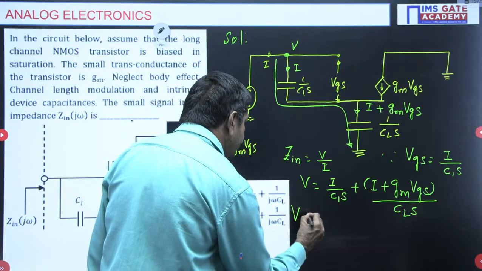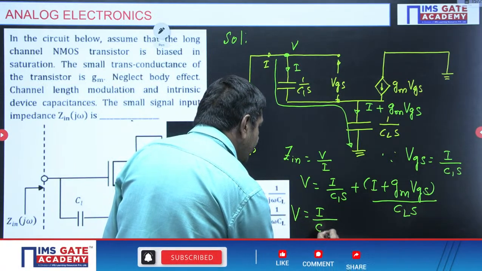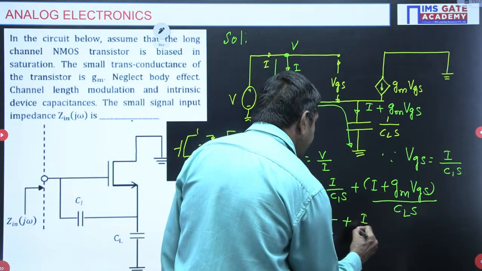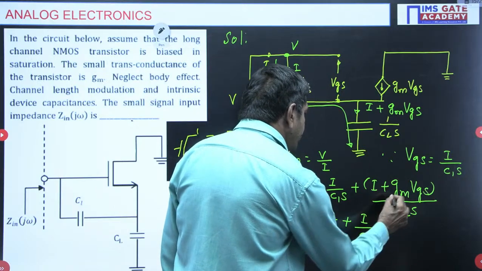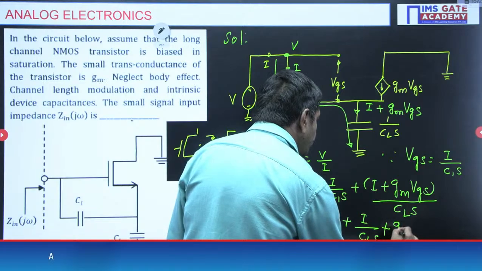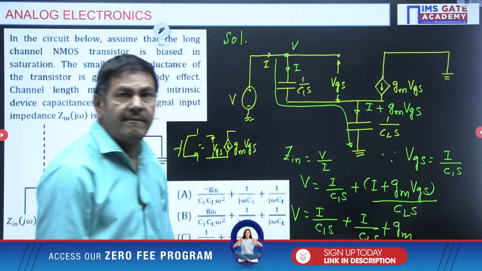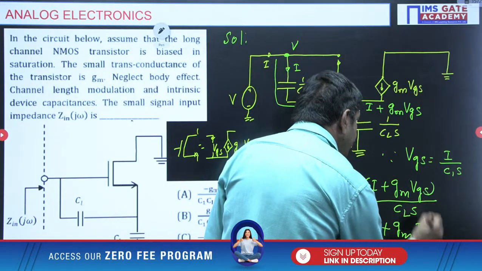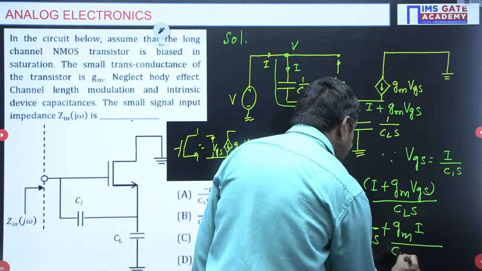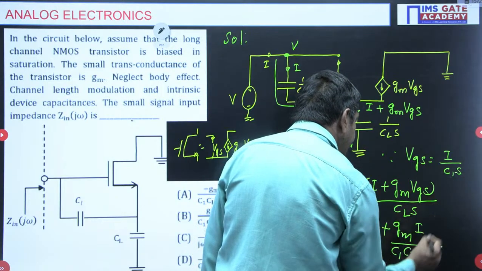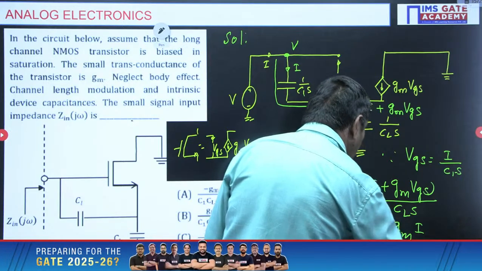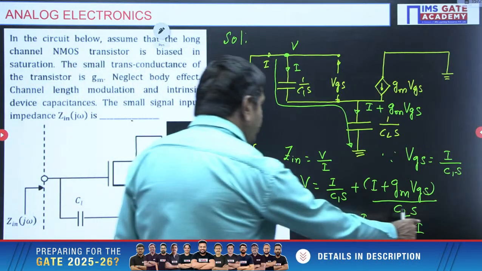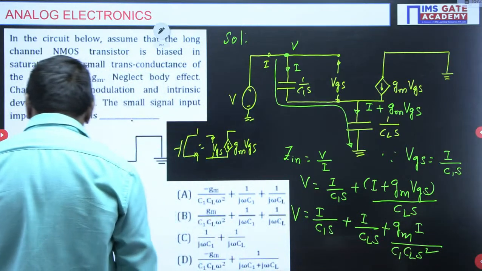V equal to I by C1S plus I by CLS plus GM into VGS. VGS is nothing but I by C1S, so this gives GM I by C1CL S square. Now I can take I in common, and V by I I will get directly.